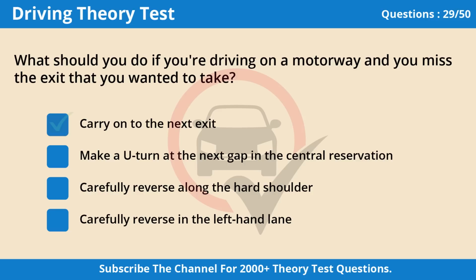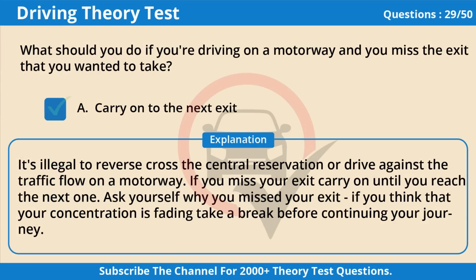A. Carry on to the next exit. It's illegal to reverse, cross the central reservation or drive against the traffic flow on a motorway. If you miss your exit, carry on until you reach the next one. Ask yourself why you missed your exit. If you think that your concentration is fading, take a break before continuing your journey.